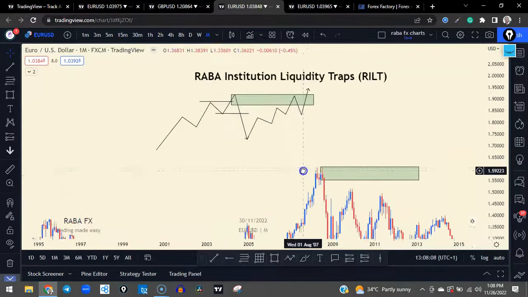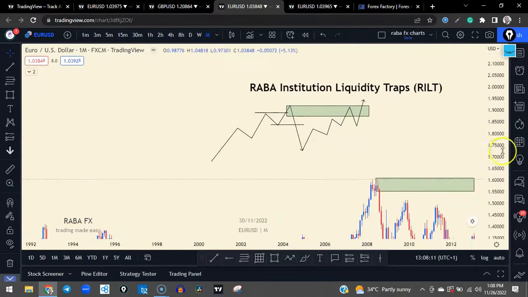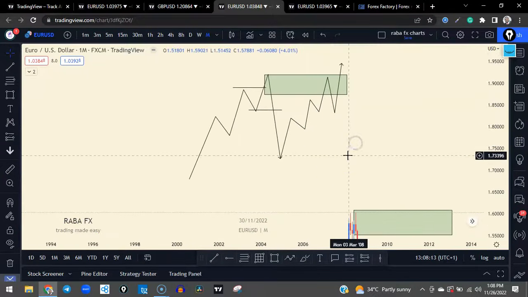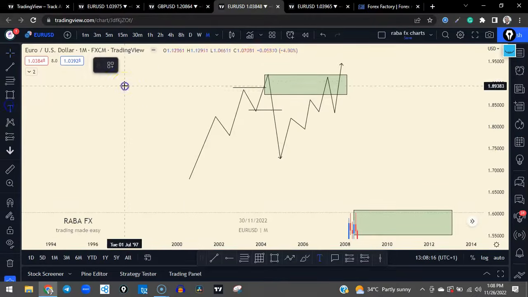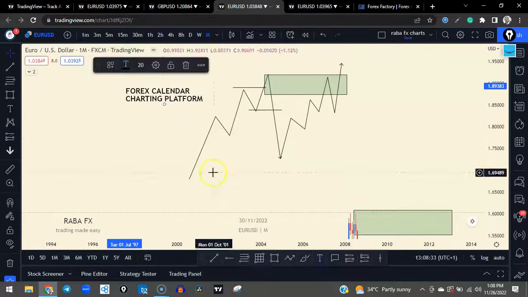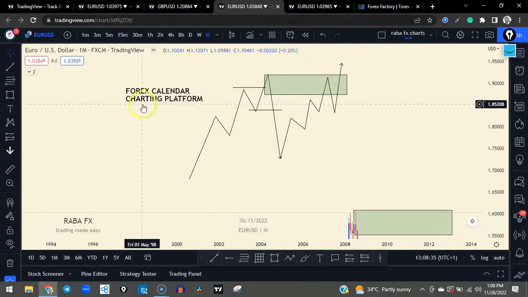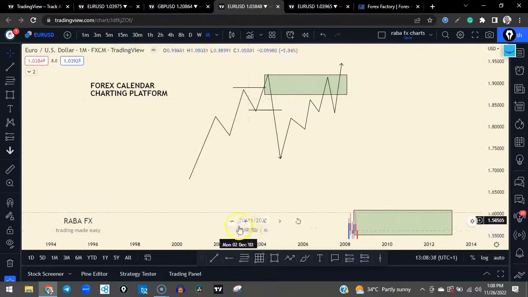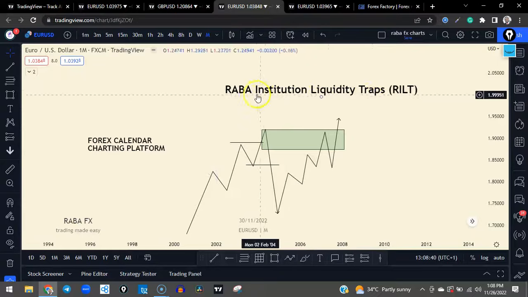So how do you spot this? To spot this, you just have to use two things. You need the forex calendar, and you need your charting platform. In this case, you'll be using TradingView. Now, before you continue with this strategy, because I call it the Raba institution liquidity traps strategy.